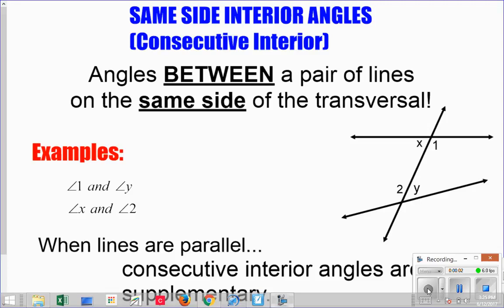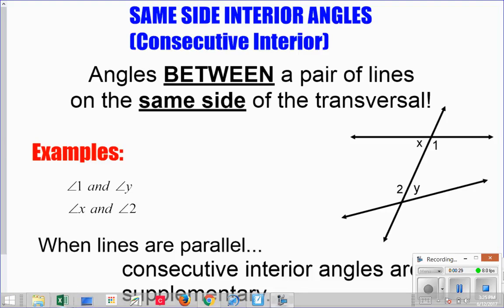Okay, so now we're going to talk about some more angles that are formed when two lines are intersected by a third line called the transversal. So this time we're going to talk about what are called same side interior angles, or they're sometimes also called consecutive interior angles. You'll hear either name used.